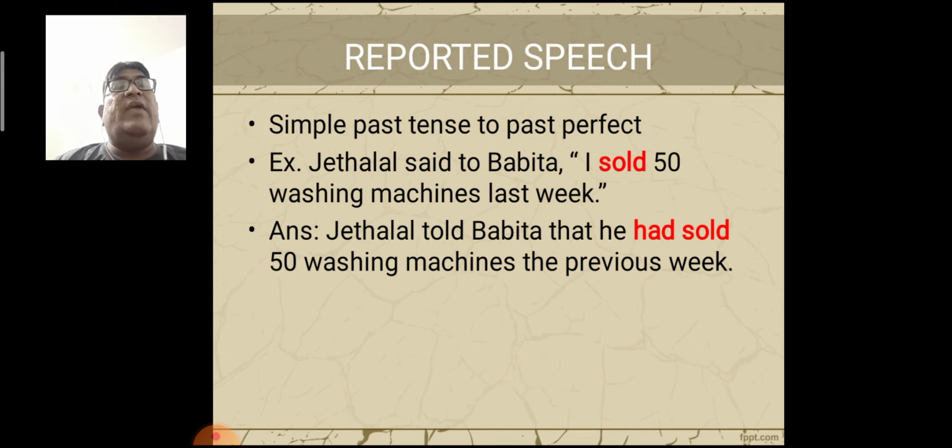Now here we have changed said to into told. Reporting statement is in simple past tense. We have changed into past perfect tense, means sold into had sold, and last week into the previous week. So we have to change according to the time.